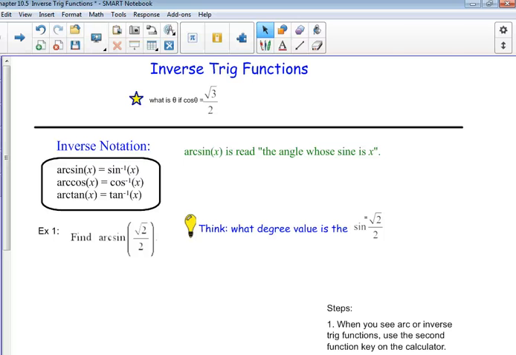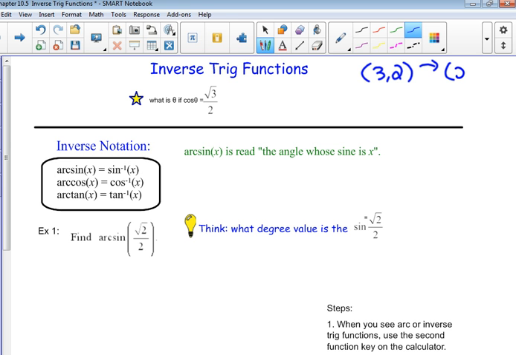So inverse trig functions. You guys have seen the word inverse come up before when we've done inverse of regular functions. Like when we did inverse, I gave you guys the ordered pair (3, 2). Let's see, does anybody know what it becomes? (2, 3). Nice. We just have to switch the spot of x and y.